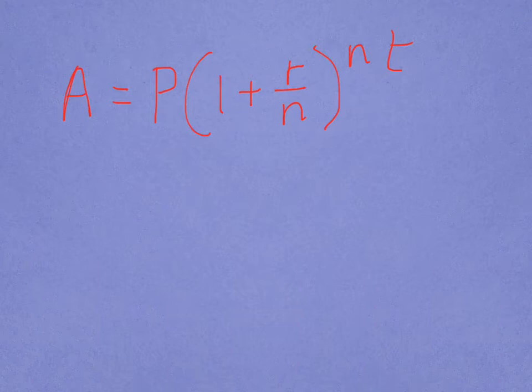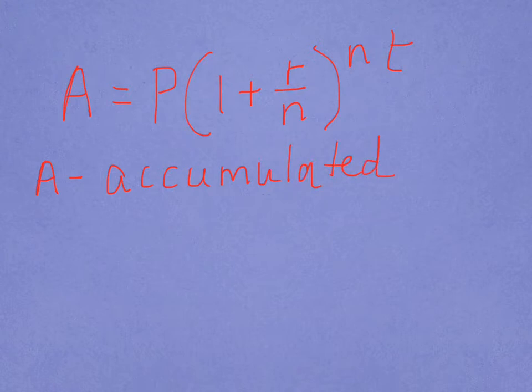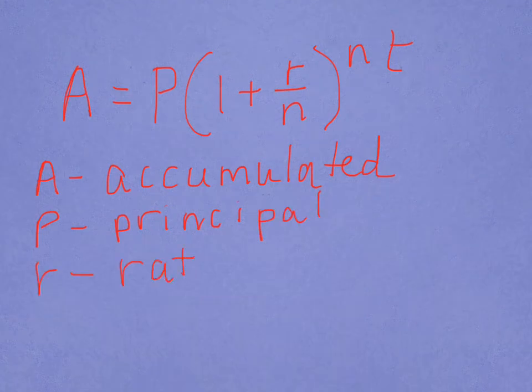Now, these all stand for something. I like to call this PRINT. It's an easy way to memorize it, but you still need to memorize it either way. The A stands for the accumulated funds, and P gives you your principal. That's your initial amount that you're putting in. And then you get R, which is your rate, the interest rate, or your rate of decay, or your rate of growth, whatever the rate is.